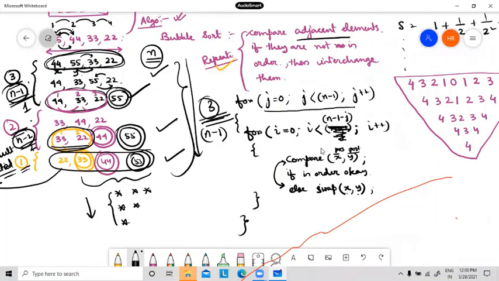Then I will repeat this. See, when j is 0, it will execute n minus 1 times. In the next iteration, j becomes 1, it becomes n minus 2 times. Then j becomes 2, it becomes n minus 3 times. In this way, it will repeat. So the same for loop structure is used here.